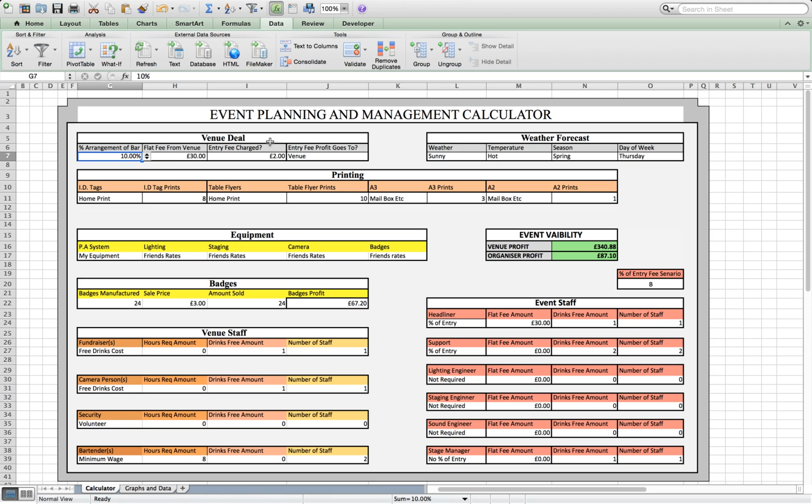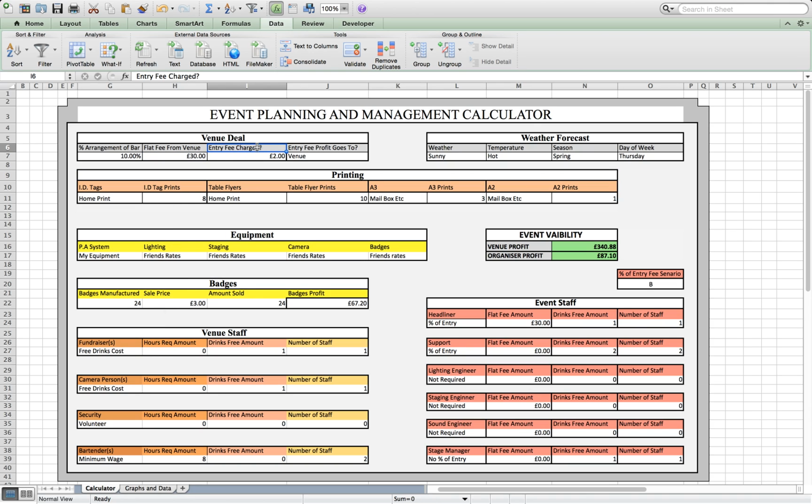So, firstly, you can change the venue deal. It's up to you what you arrange with the venue, but you can change it here. So, on this occasion, we had 10% from the bar and also a flat fee of £30.